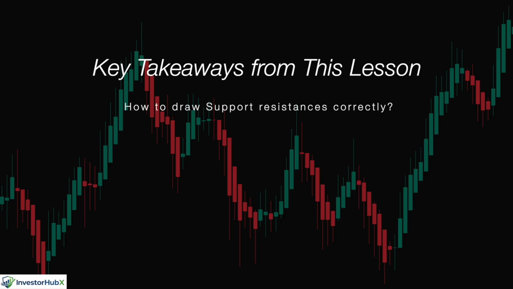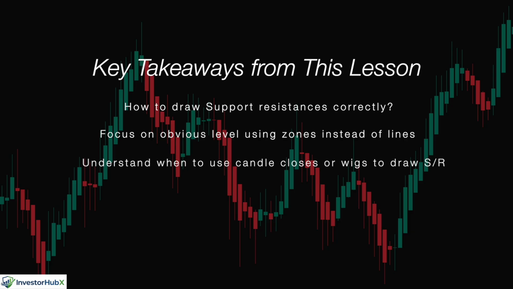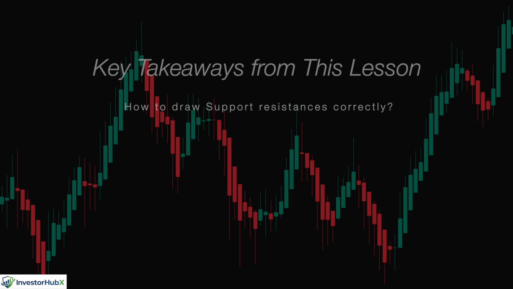You've learned how to draw support and resistance correctly, focusing on obvious levels, using zones instead of forcing precision with lines, understanding when to use candle closes or wicks, and why the number of touches matters more than exact price. You've also seen why role reversal is one of the strongest confirmations of a valid level. At this point, you should be able to open any chart and confidently draw meaningful support and resistance levels.